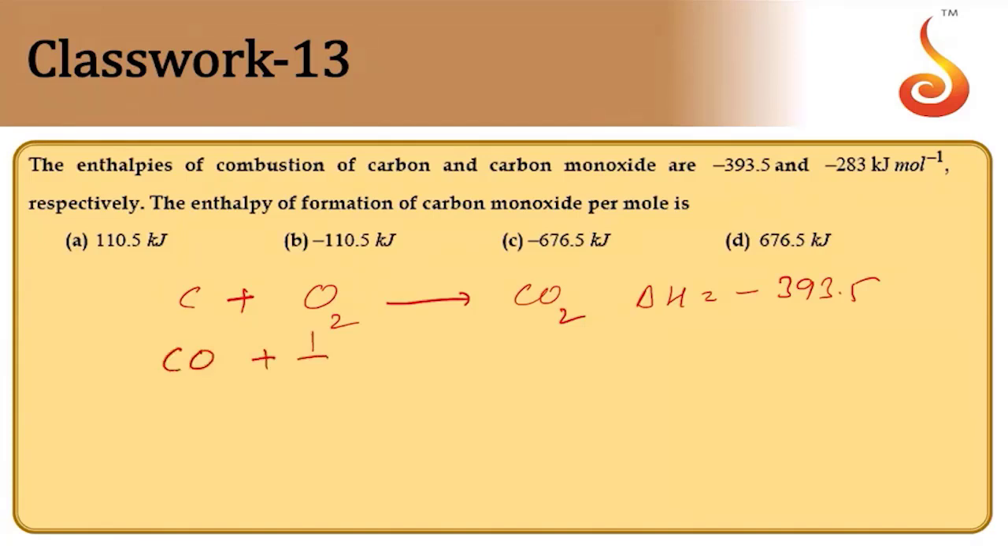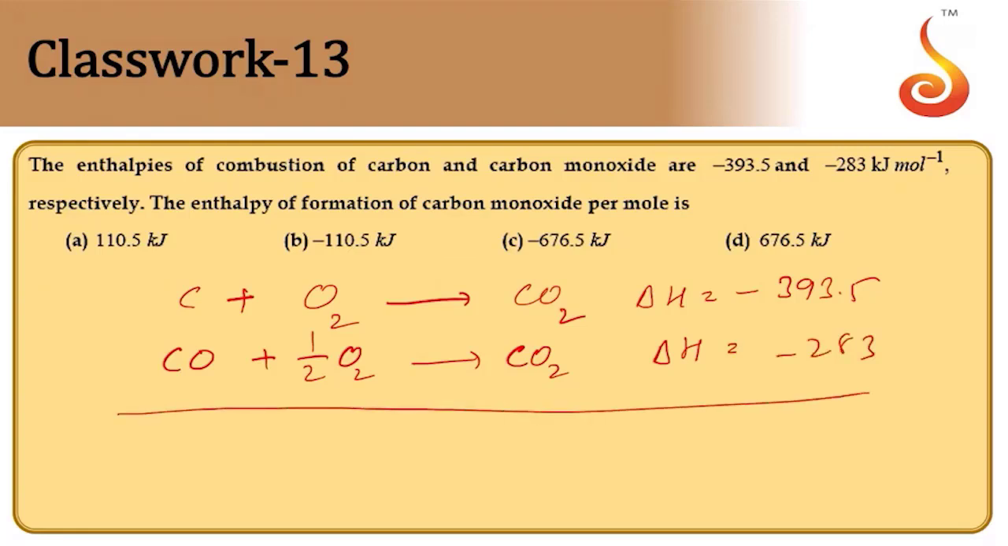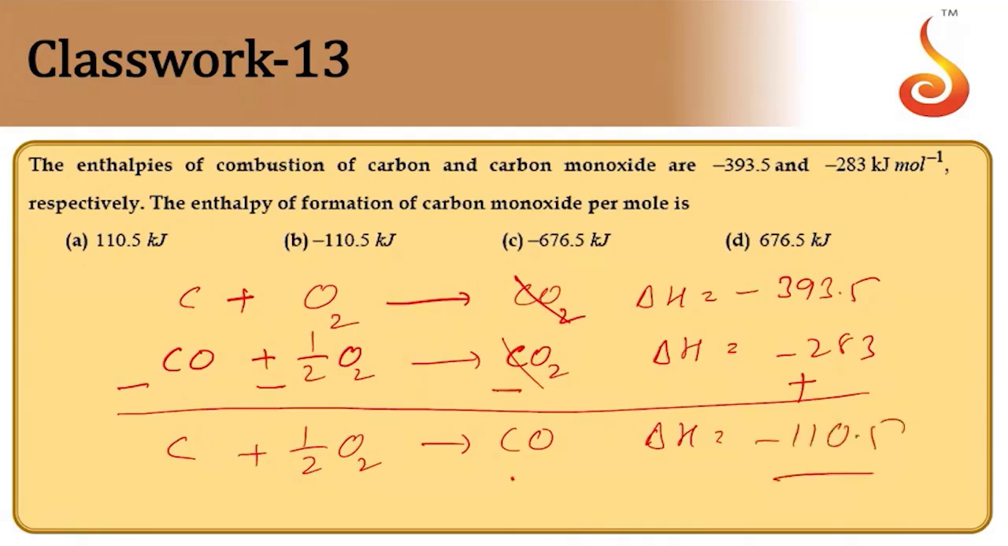They also gave the value for carbon monoxide combustion, that is CO plus half O2 giving CO2, and the enthalpy of this is minus 283 kilojoules per mole. When you subtract one from the other, CO goes to the other side and CO2 gets cancelled. C plus half O2 giving CO, and delta H will be equal to minus 393.5 plus 283, which comes out to be minus 110.5. Therefore the heat of formation of carbon monoxide is minus 110.5. Option is B.